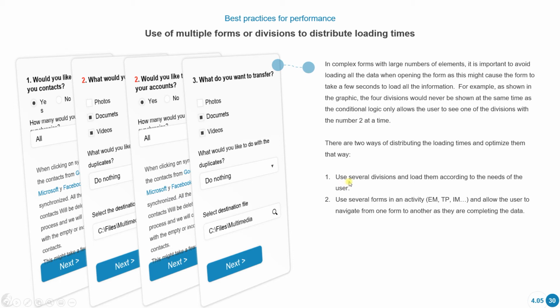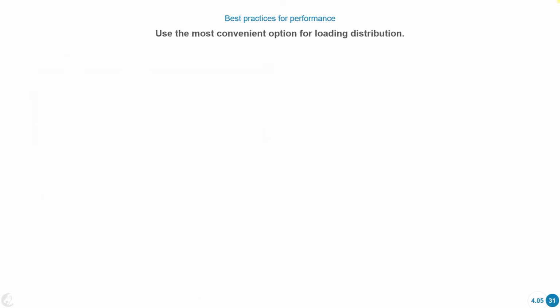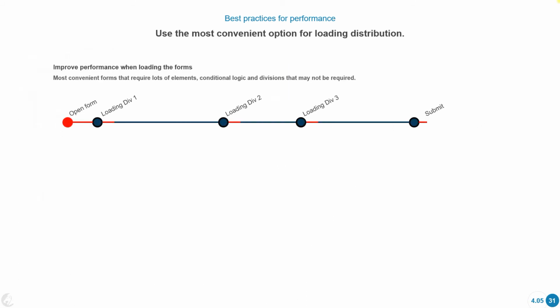So you can use several divisions and load them according to the needs of the user, or you could actually load everything at once. Besides, we can also use several forms in one unique object. So we're going to see the difference between loading everything at once, loading divisions, or even creating different forms for one object. So here we can see an example on what to choose in each different scenario.